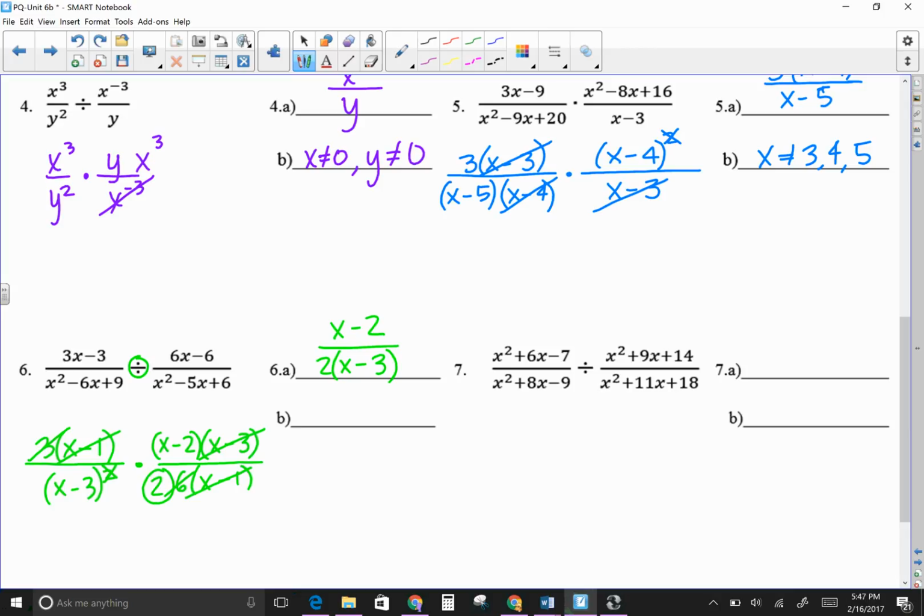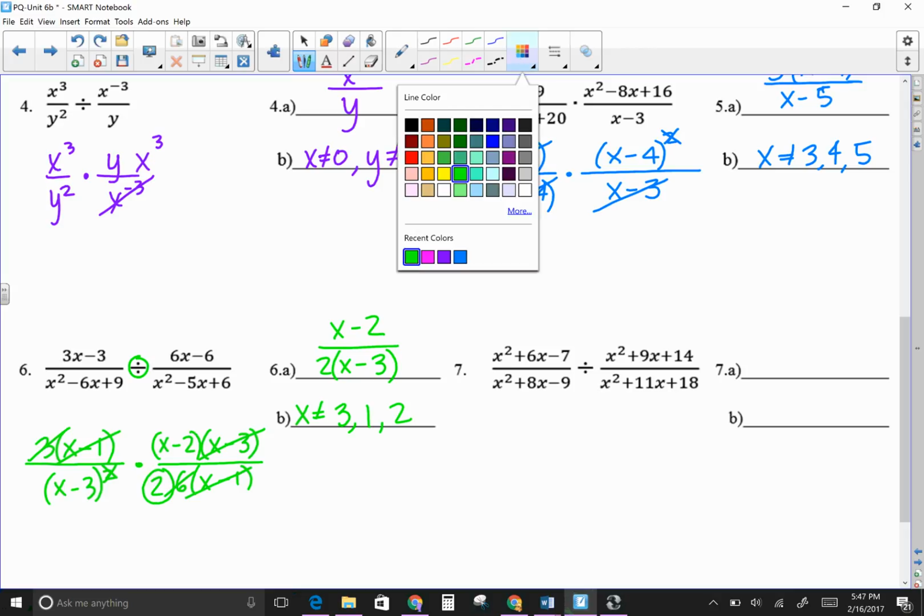Okay? Again, what can x not be? From the beginning, the bottom of the first one says x can't be 3. And remember, when it's division, you have to look at both of these. However, there's no variable here, so this is going to be 1. That's the 3 that I've already said, and that's 2. So basically, we have 3, 1, and 2, 1, 2, and 3. The order that you write them in does not matter.